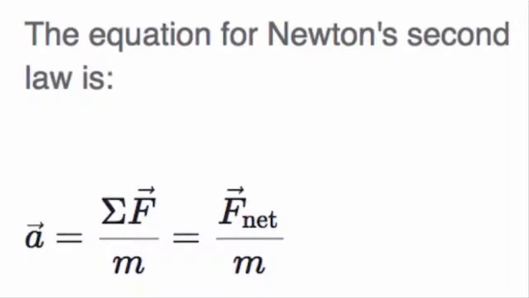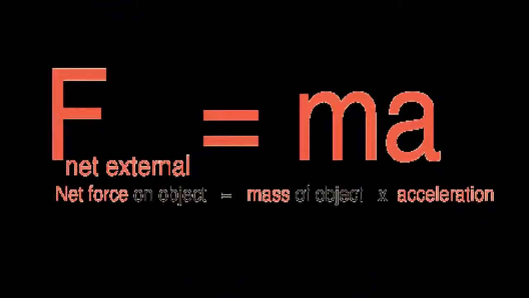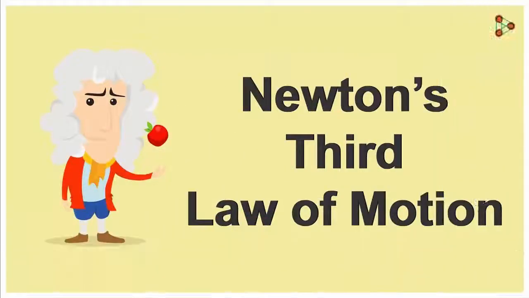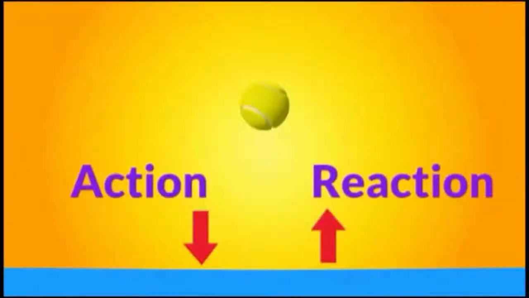Newton's second law of motion can be formally stated as follows. The acceleration of an object as produced by a net force is directly proportional to the magnitude of the net force, in the same direction as the net force, and inversely proportional to the mass of the object. The formula is F equals m a. Examples of Newton's second law are pushing or pulling a door, or hitting a ball.